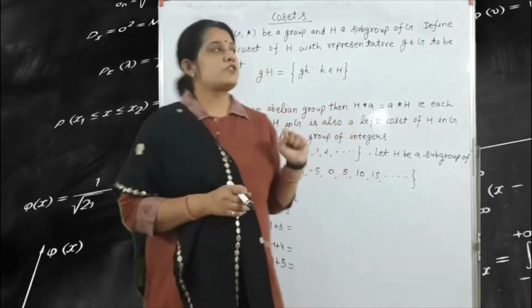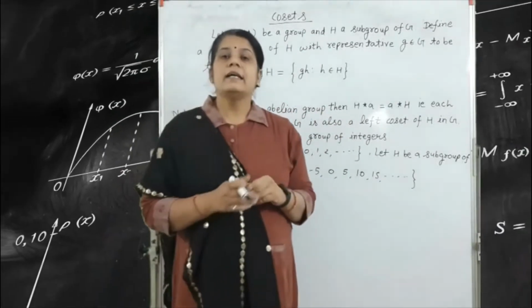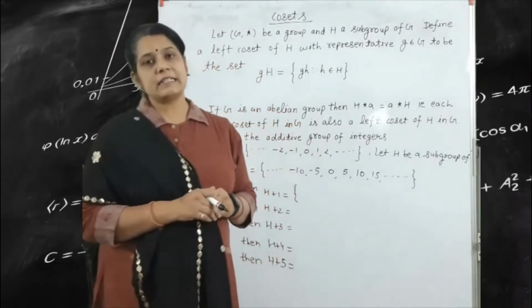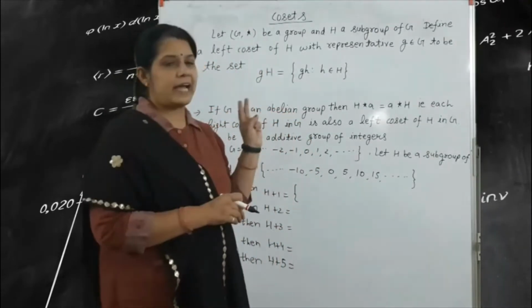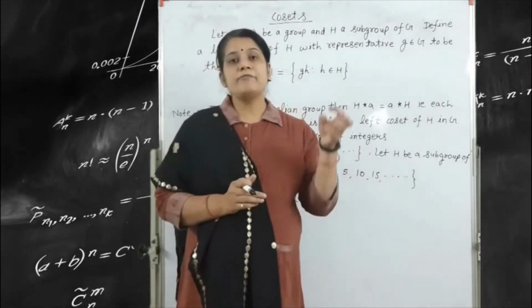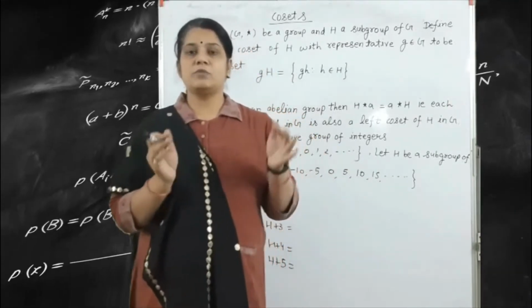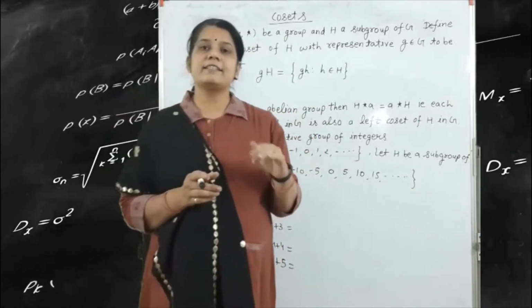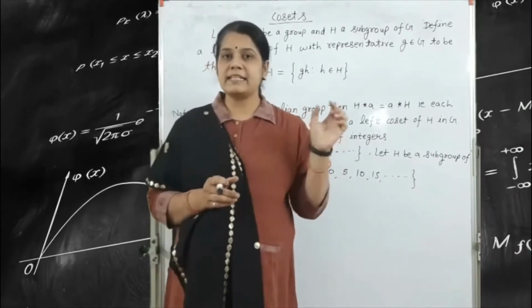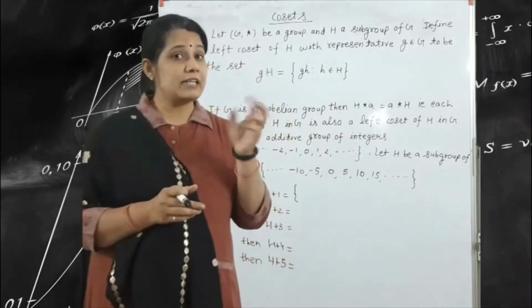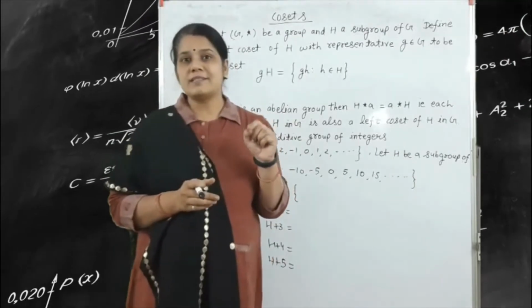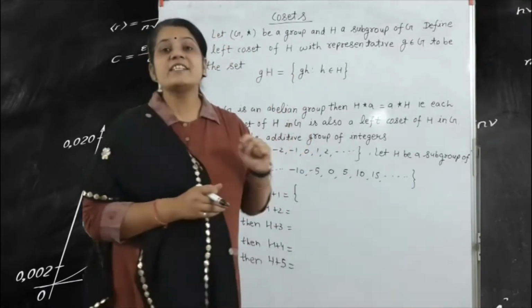So our today's topic is the cosets, Lagrange's theorem and the normal subgroup. Coset, that means what? We have two types of coset, left coset and right coset. If the left coset and the right coset both are equal, then we can say that this is a normal subgroup. So what is the definition of the coset?